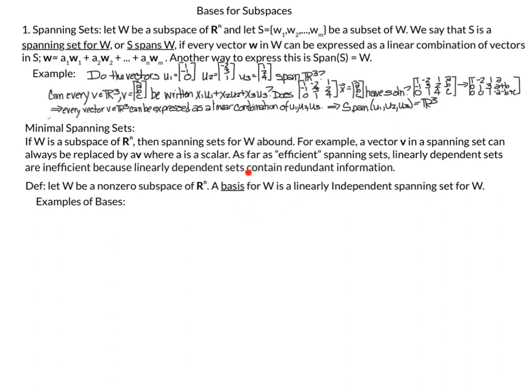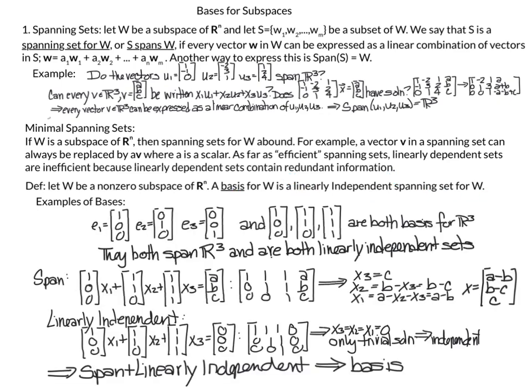So a basis for W is a linearly independent spanning set of W. The two components of a basis are that it's linearly independent and it spans. The idea is that a basis is an efficient way to span the set. So we have discussed e1, e2, and e3. These span R3 and are linearly independent and therefore a basis.